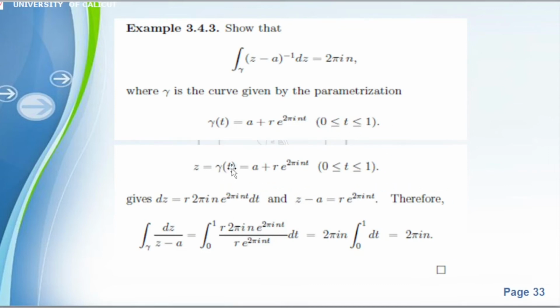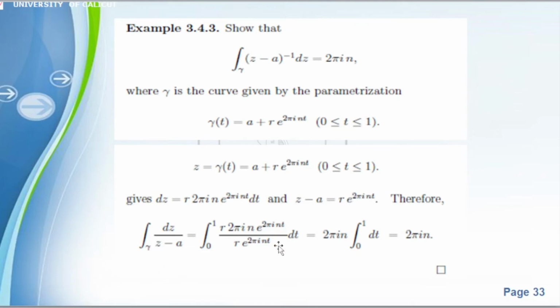So z is equal to gamma of t, that is a plus r e raised to 2 pi i n t. And we have dz, differentiating z, is equal to r into 2 pi i n e raised to 2 pi i n t dt, and we have z minus a is r e raised to 2 pi i n t.